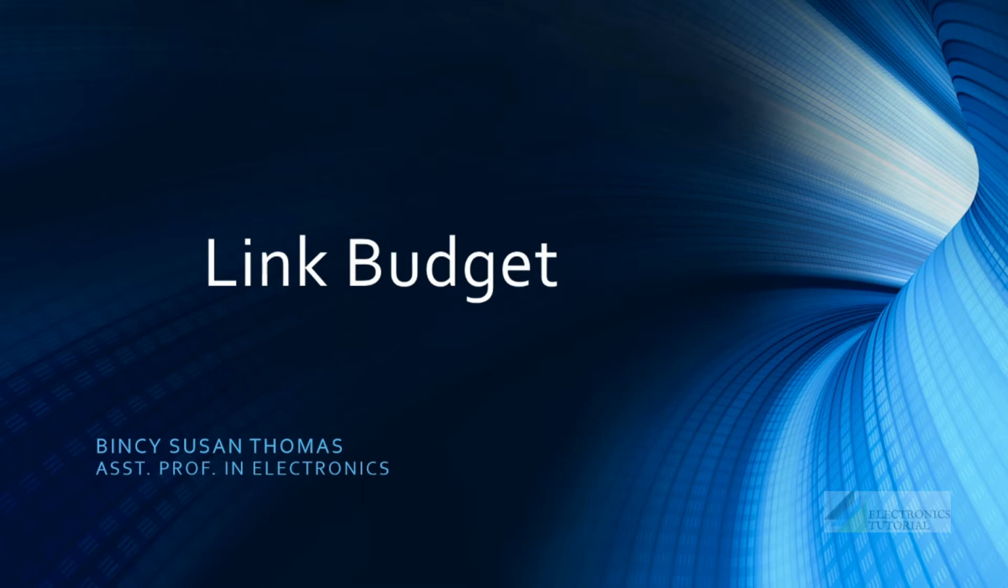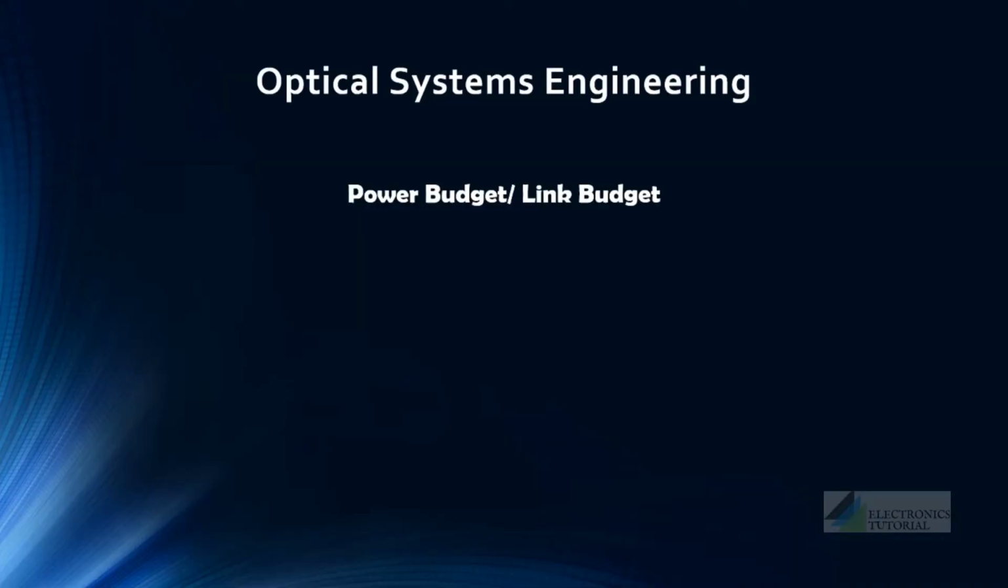The topic that we are going to discuss today is link budget. What do you mean by link budget or power budget? It is a main part of optical systems engineering. We know, usually in a communication link, there are so many factors that influence a signal. We have already discussed some factors like attenuation and dispersion.